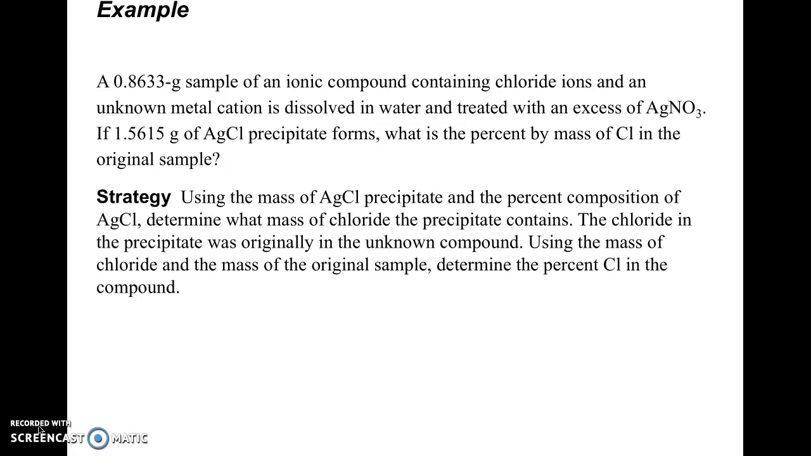And so here's a little statement of strategy. You know the mass of silver chloride, you can get that off your periodic table, and from that you can get the percent composition of silver chloride. In other words, how much chloride would be in that precipitate. And all of that chloride was in the original sample. So once you determine what mass of chloride you have, you just compare it to the original mass of your sample and you can get the percent.